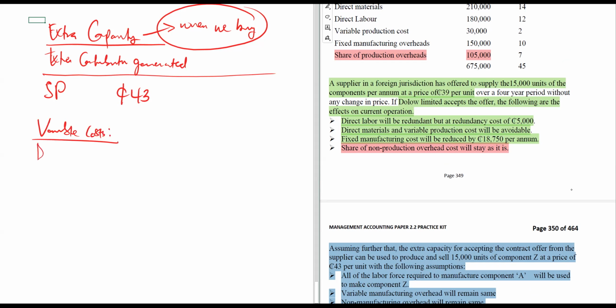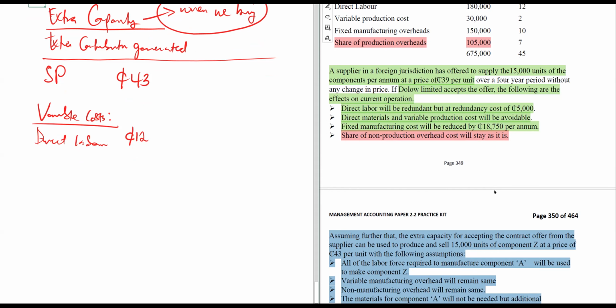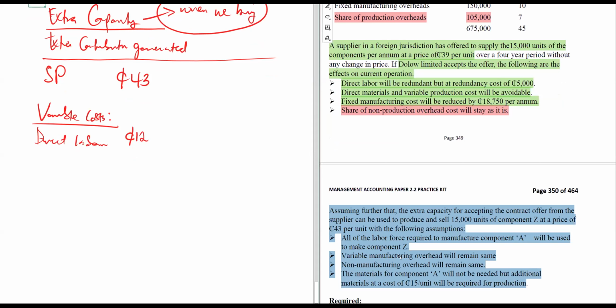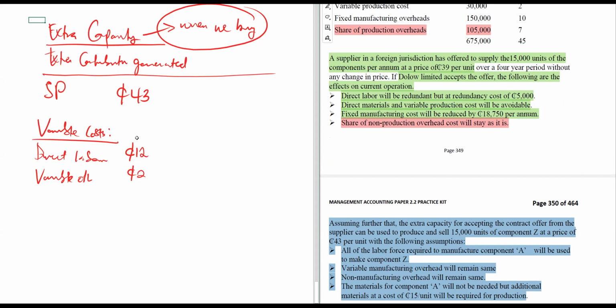So for variable cost, they said we are going to use the same direct labor. The direct labor was 12 cedis per unit; I'm working per unit, but you can decide to work in total. Then they are saying variable overhead will remain the same. Variable overhead was 2 cedis, and it will still remain the same because we'll use variable overhead to produce.